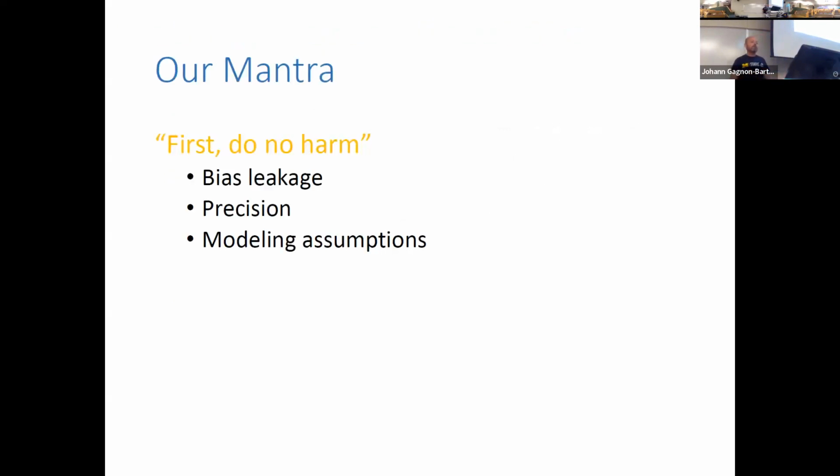Okay, so again, going back to our mantra, I said I don't want any possible bias to leak in because we're using the observational data. We want to actually improve precision, or at least not harm it. And we don't want to introduce any modeling assumptions, by which I mean, I don't want to assume anything beyond what I just had in these last few slides.